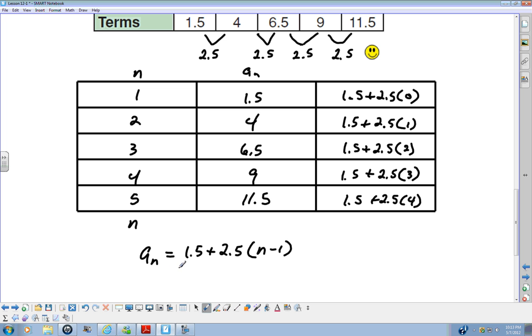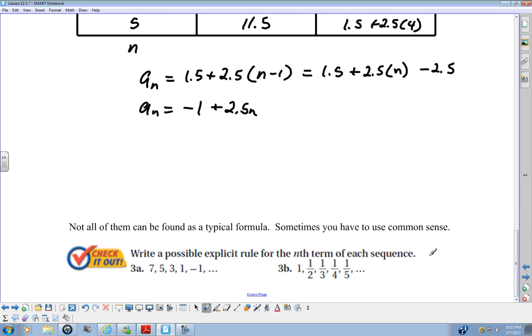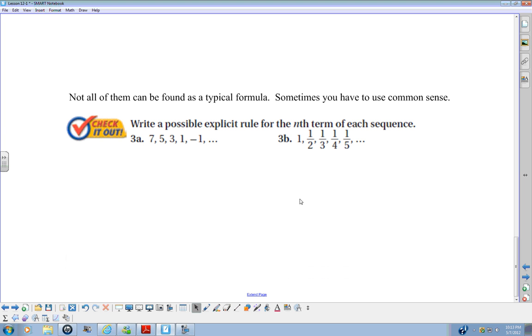And so you don't want to leave it like that. We want to simplify this expression, so we would distribute the 2.5. So we would have a sub n equals 1.5 minus 2.5 is negative 1 plus 2.5n. And that would be our rule for the sequence, our explicit rule. Now I want to take a look at one more. I want to take a look at 3b here.